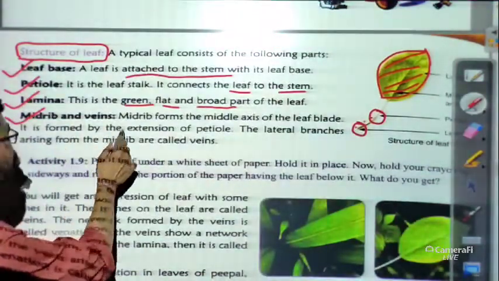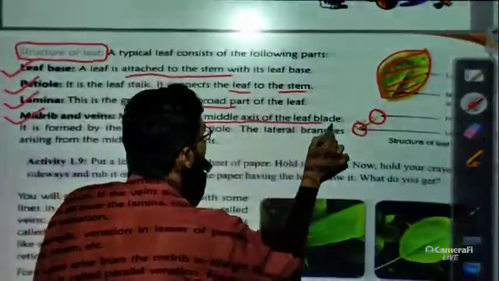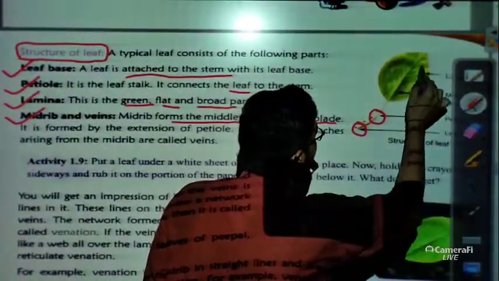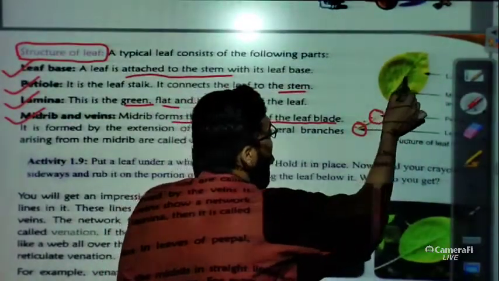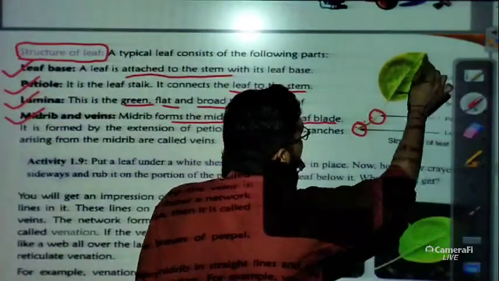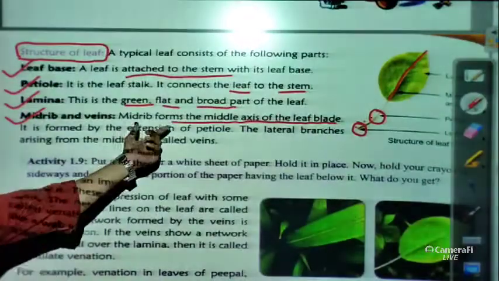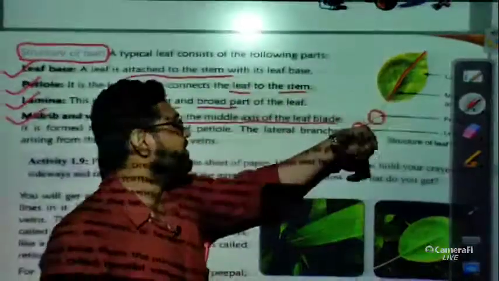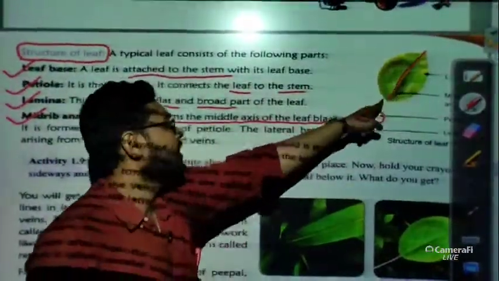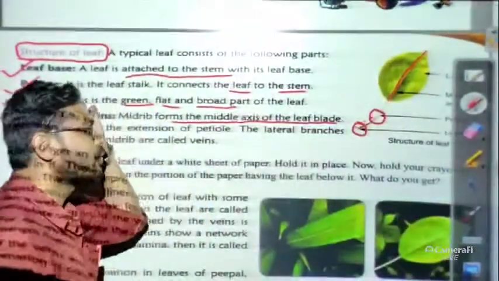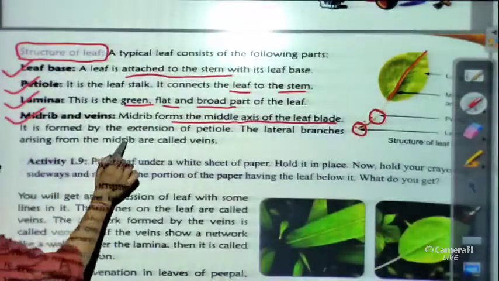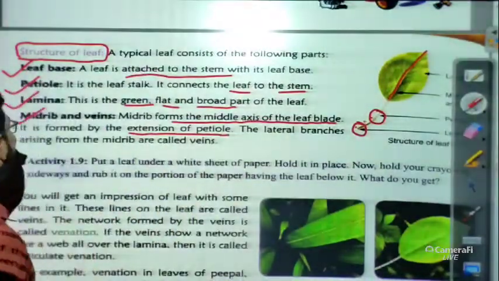And what are the midrib and veins? The midrib forms the middle axis of the leaf blade. Let me show you what the midrib is. You can see here the line in the middle, this line we call the midrib. The midrib is nothing but the middle axis of the leaf blade. If this is the lamina, I have drawn the middle axis with red color, you can see here. It is formed by the extension of the petiole. We have already discussed the petiole.